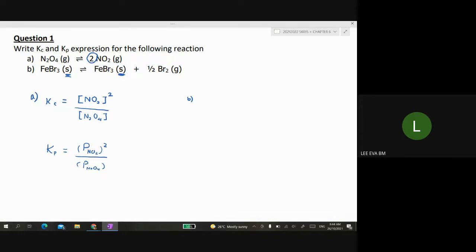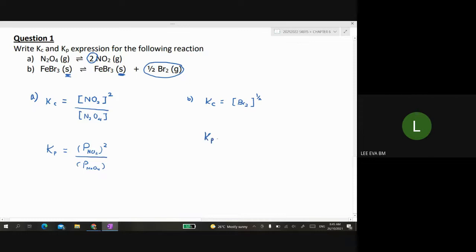Okay, so we start with the Kc expressions for part B. We are only focusing on the gaseous species, or if you have aqueous, we focus on aqueous also for concentration. On top over here, we have our bromine gas. So what is the power? Berapa tu? Half. So straight away, the coefficients we raise to the power of half.